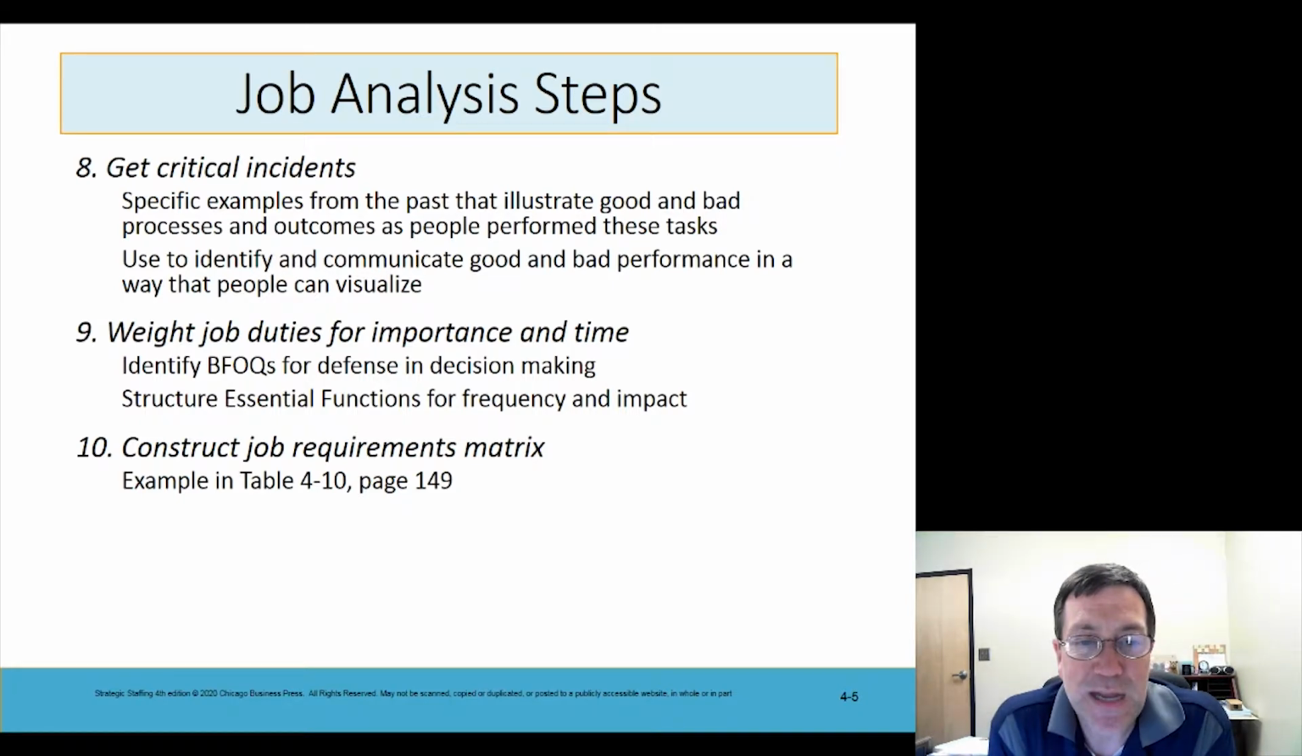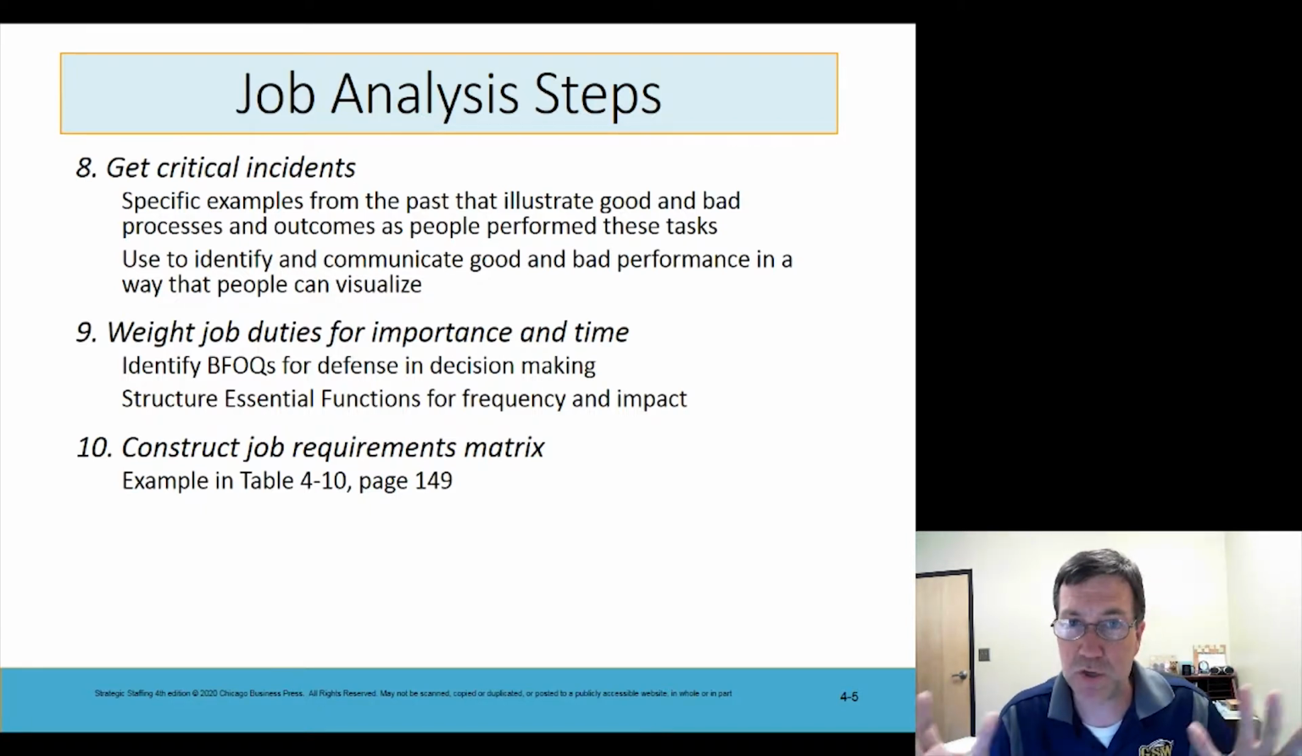Step number 8 is to get critical incidents. Now we kind of have an understanding of what the task is and what specific things make you successful in this task. Now we look at somebody who's done that task before, done it well, done it poorly, to figure out what it kind of looks like from start to finish. And then try to figure out what's the best way to communicate this, what it looks like, especially when it's done well, but also when it's done poorly, so that we can communicate it to people and they can get a picture of what it looks like.